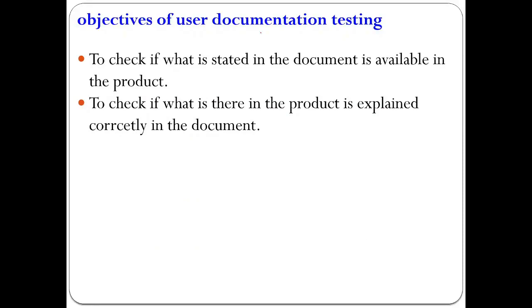So what is the objective of user documentation testing? To check that what is stated in the document is available in the product, and to check that what is there in the product is explained correctly in the document. These are the two objectives. Whatever is specified in the document should work the same in the product, and how the product works should be specified the same in the document, explained in a proper way so that the document is helpful for all types of users.